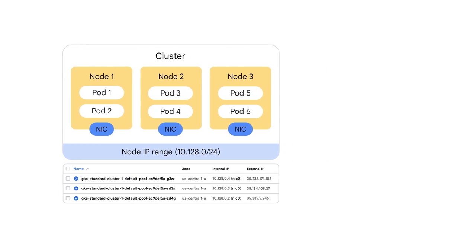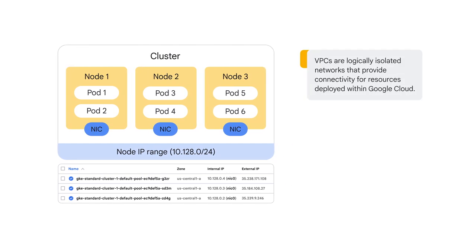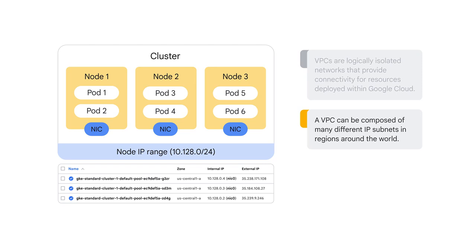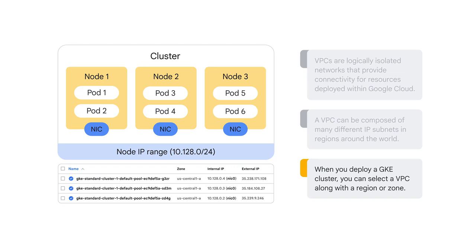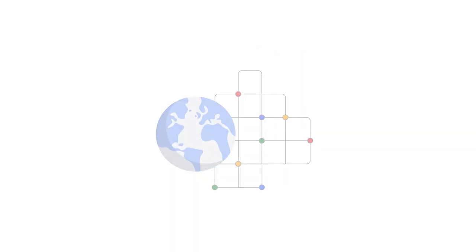VPCs are logically isolated networks that provide connectivity for resources deployed within Google Cloud, such as Kubernetes clusters and compute engine instances. A VPC can be composed of many different IP subnets in regions around the world. When you deploy a GKE cluster, you can select a VPC along with a region or zone. By default, a VPC has an IP subnet pre-allocated for each Google Cloud region in the world. The IP addresses in this subnet are then allocated to the compute instances that you deploy in the region.